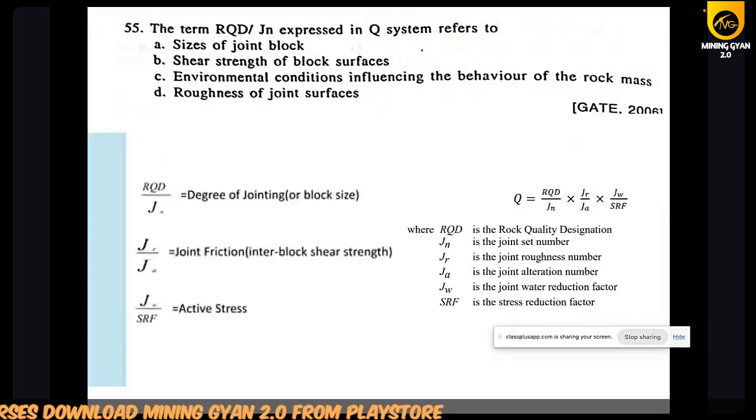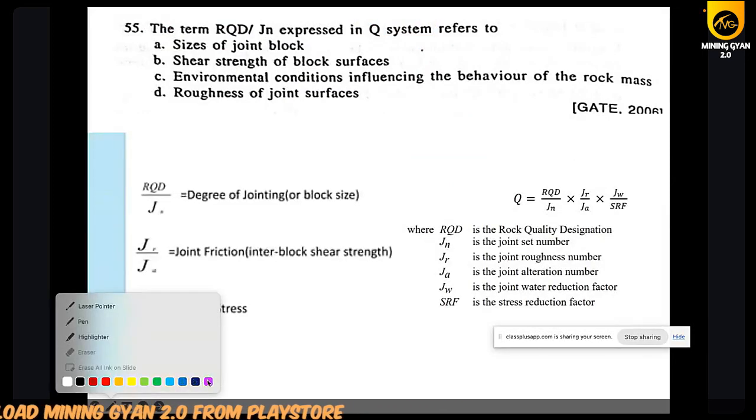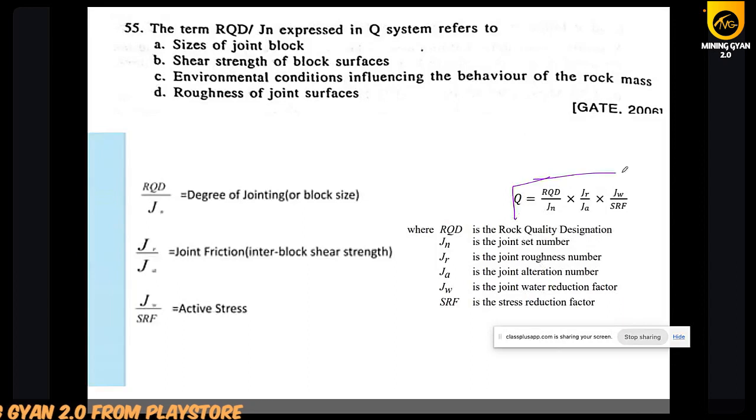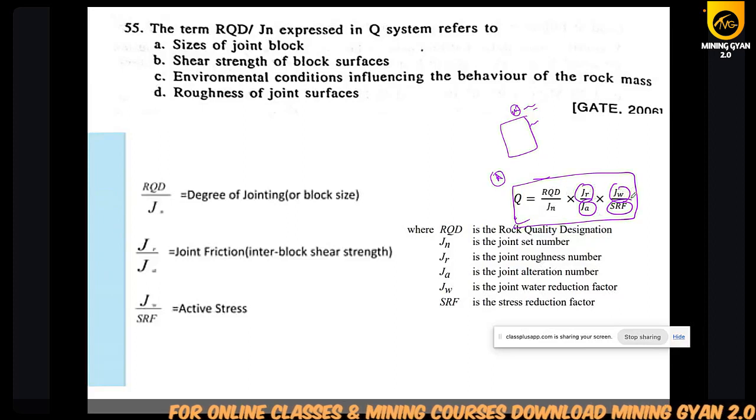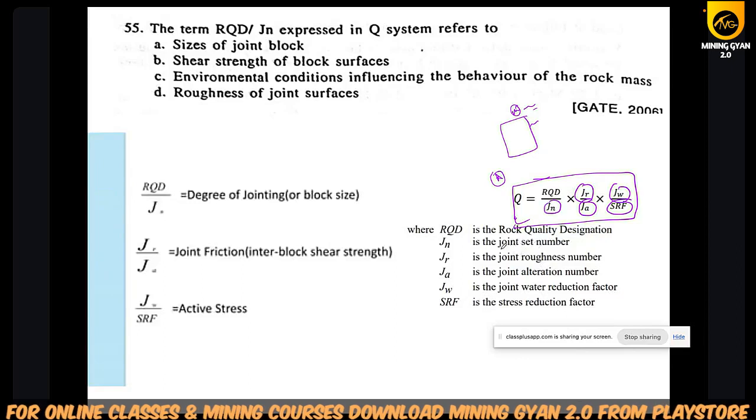The Q system formula will be RQD divided by JN, JR divided by JA, JW divided by SRF. Whenever you see the formula, write it down on your single A4 size paper, 2-3 papers, where I told you to write down all the formulas. Q equals RQD divided by JN, JR by JA, JW by SRF. So what is JN? JN equals joint set number.